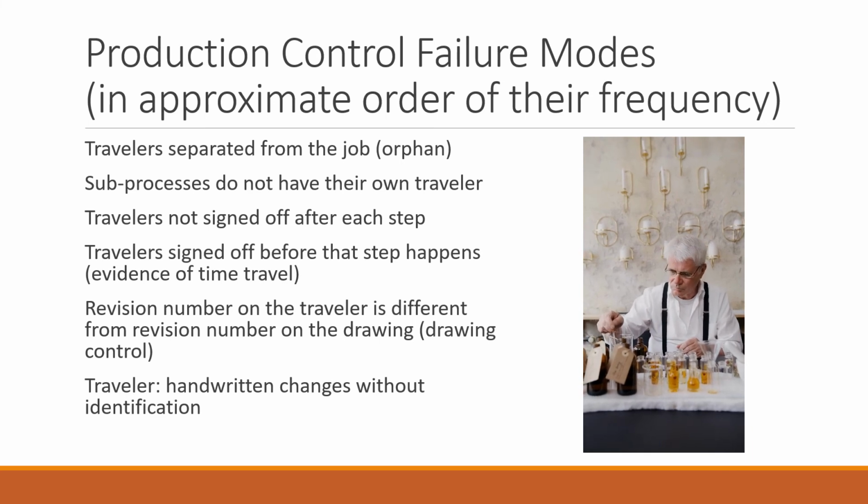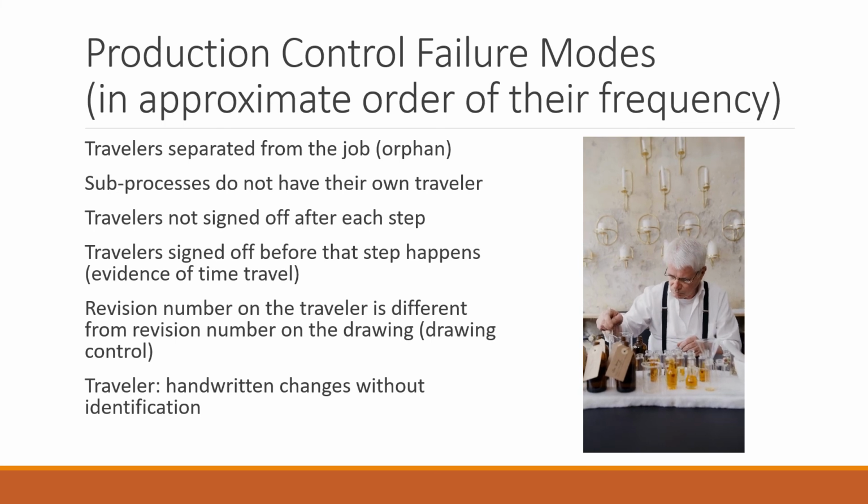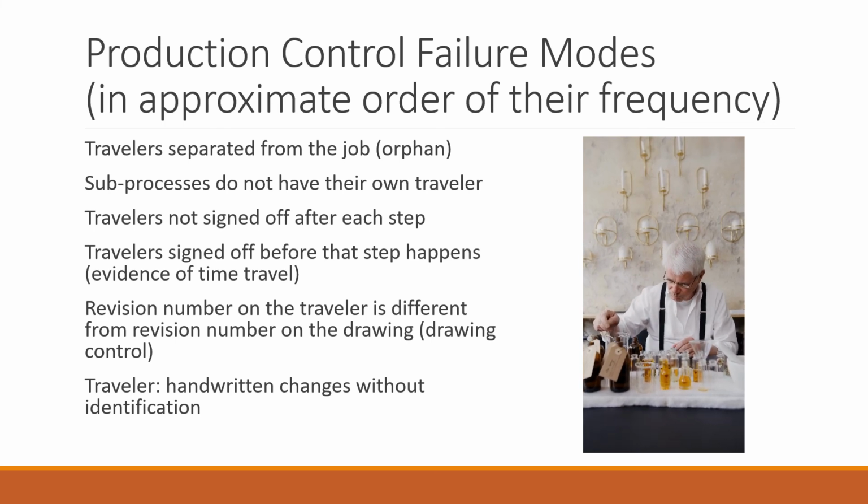The revision number on the traveler is different from the revision number on the drawing. And that's to say you have issues with drawing control. Handwritten changes on the traveler without identification. There's more.